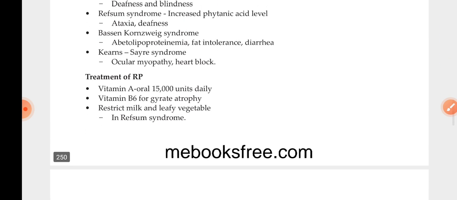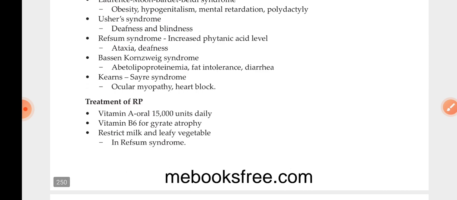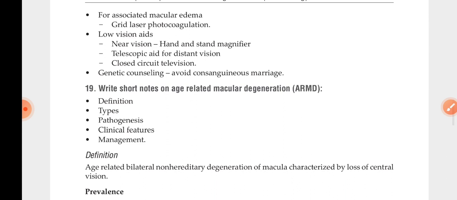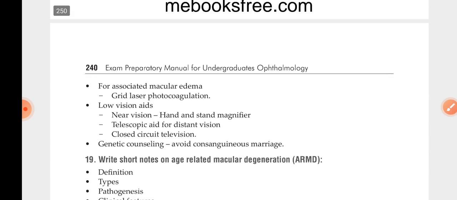Treatment of retinitis pigmentosa: vitamin A orally 15,000 units daily, and vitamin B6 for gyrate atrophy. Restrict milk and leafy vegetables in Refsum disease, which has increased phytanic acid level, ataxia and deafness. For associated macular edema, grid laser photocoagulation can be done. Low vision aids: hand and stand magnifiers for near vision, telescopic aids for distant vision, and closed circuit television. Genetic counseling to avoid consanguineous marriage.